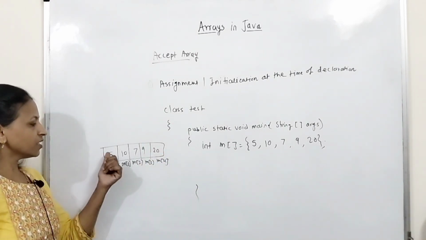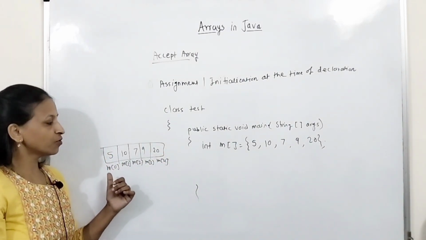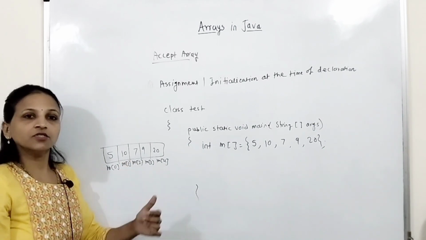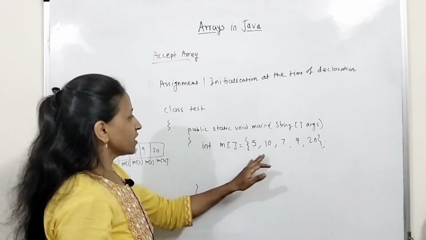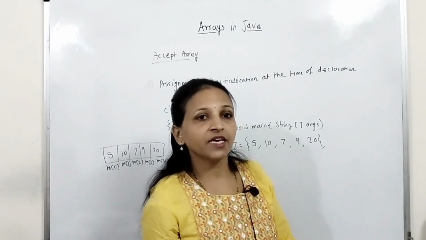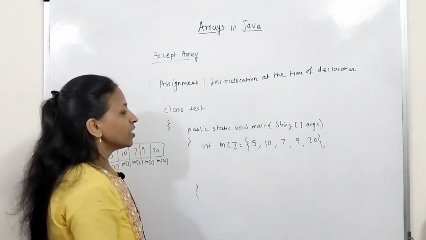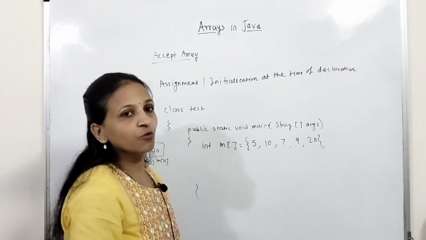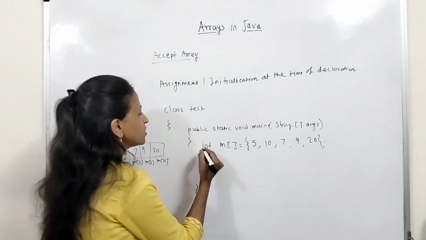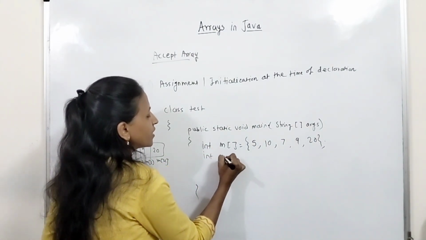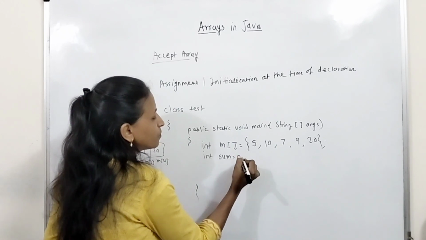Now here the first element will be m of 0, second will be m of 1, and so on. In this way we can create an array; we can initialize an array at the time of declaration. Now suppose I want to do the sum of all those array elements, then we have to just declare some variable for that, and the initial value should be 0 always.